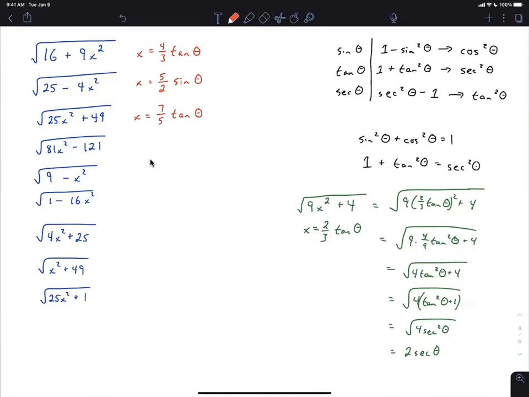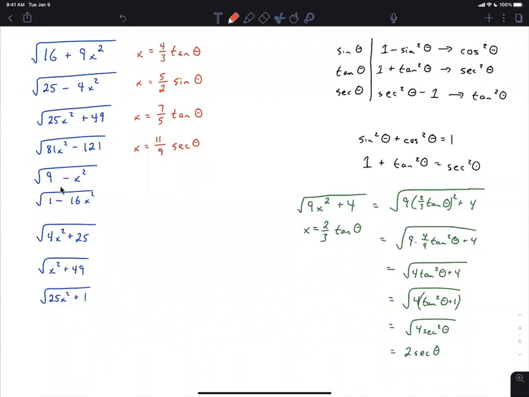For the next one, we want to cancel 81 and end up with 121. So we put 9 on the bottom and 11 on the top. We're going to end up with a trig function squared minus 1, which means we should choose secant, because the order on subtraction does matter. So secant squared minus 1, not sine and not tangent. Any questions on those?